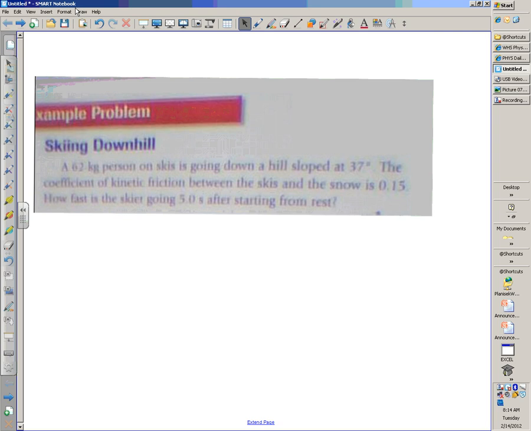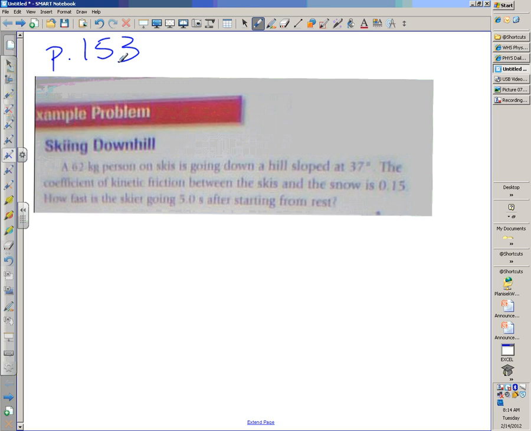So, on page 153, if you have a book, there it is. There is an example problem right in the middle of the page. And yes, I realize that because it's an example problem, they do the problem for you right underneath it, but let's go through and see how it works and how they got all the numbers that they got.